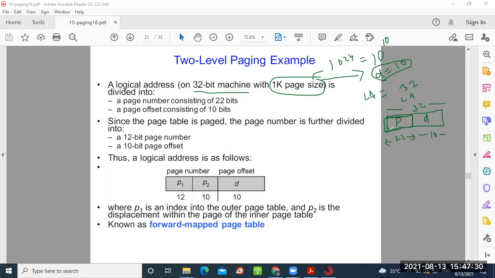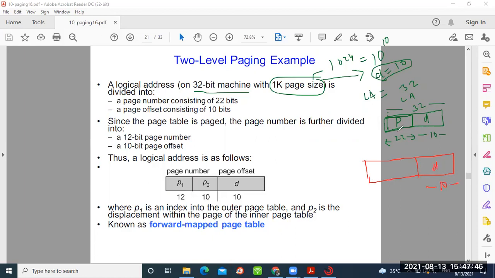Now further, I will divide this P into two parts. I will not change the offset address, because the page size is the same. So D will be 10.